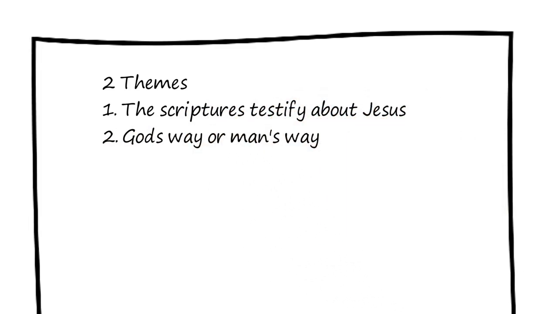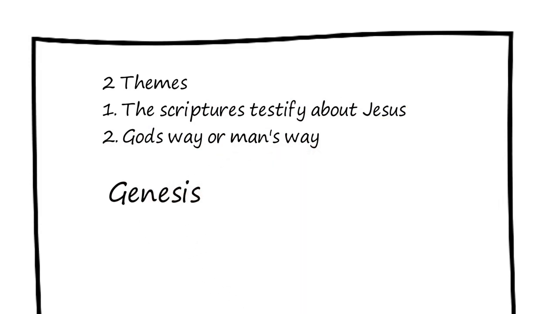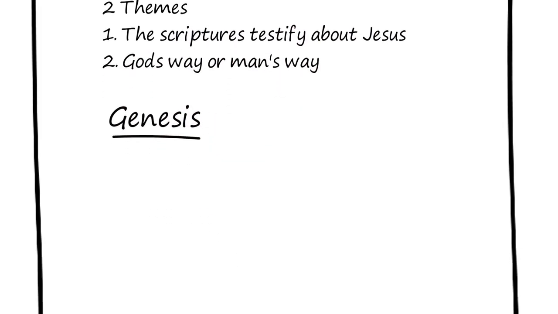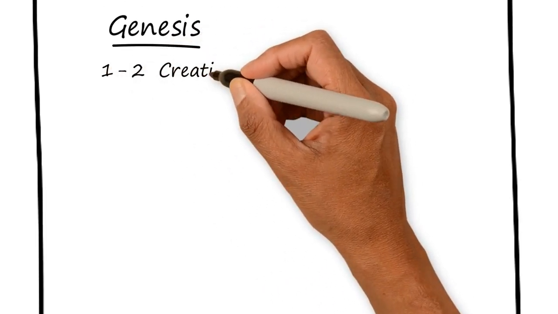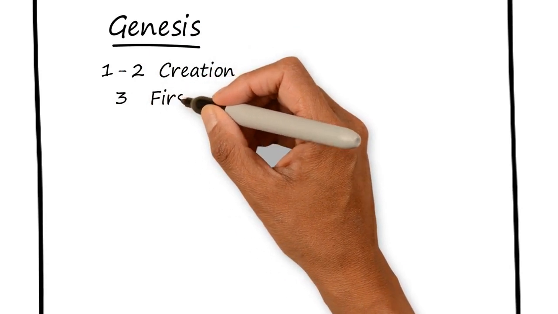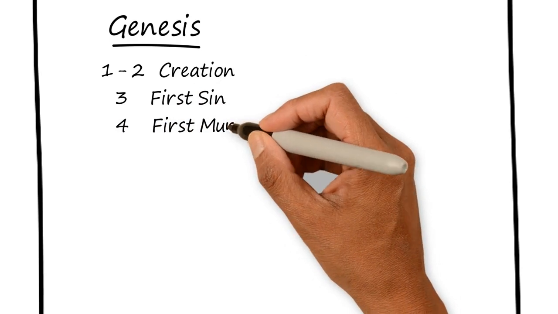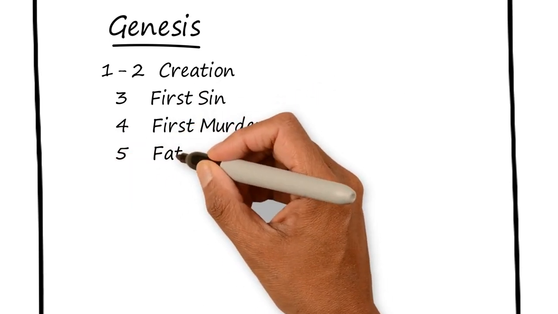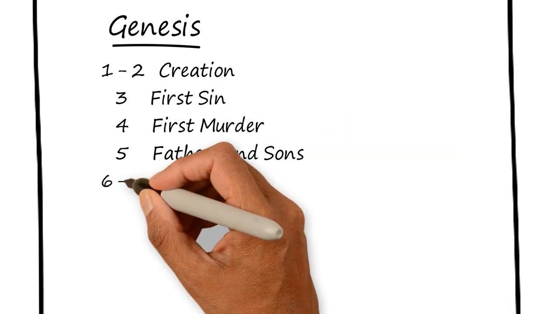We're also trying to remember what the first chapters of Genesis are about. Writing them down every week will help you remember. Chapters 1 and 2 are about creation. Chapter 3 is the first sin. Chapter 4, the first murder. Chapter 5 is a list of genealogies we're calling fathers and sons.